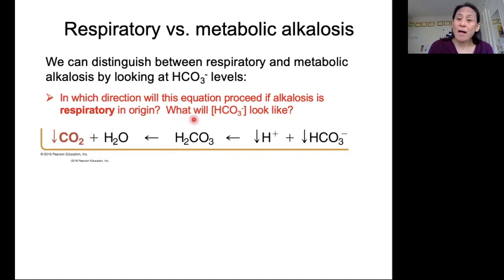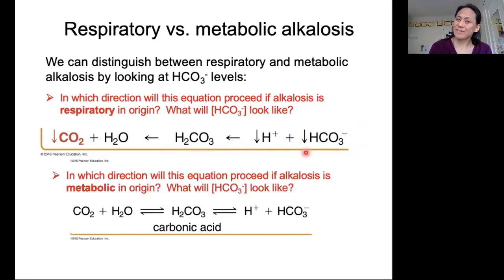Okay, so if our alkalosis is respiratory in origin, so this is like if we are breathing too much, basically, that's going to cause our CO2 to go down. That is going to pull our equation in the leftward direction, thereby causing the alkalosis, first of all, and then causing our bicarbonate levels to go down. What do you think we're going to do next?